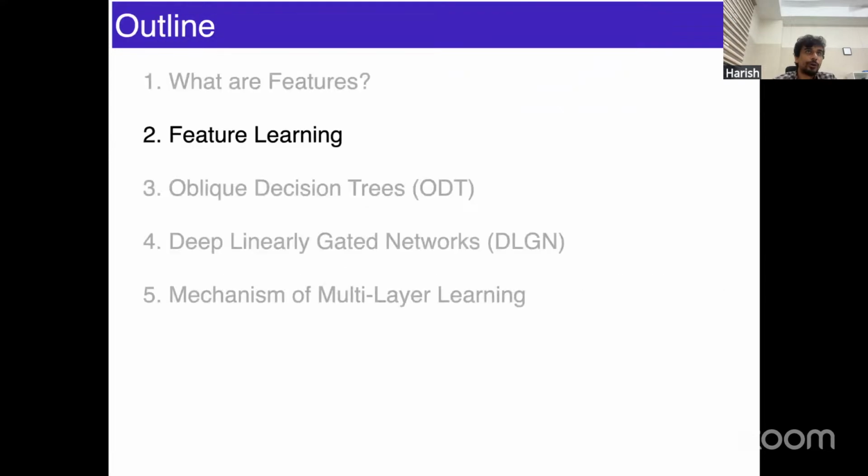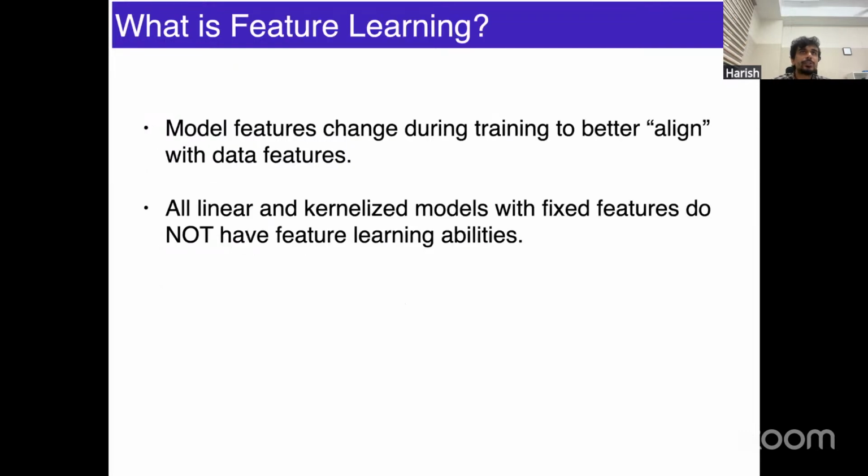Okay, fine. But what is feature learning? Now we have data features and model features, but what is feature learning? So here is at least my attempt to define feature learning: your model features change during training to better align with data features. If this happens, then I'll call feature learning as happening. Otherwise, feature learning does not happen.